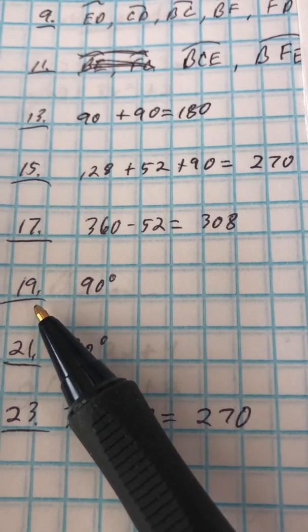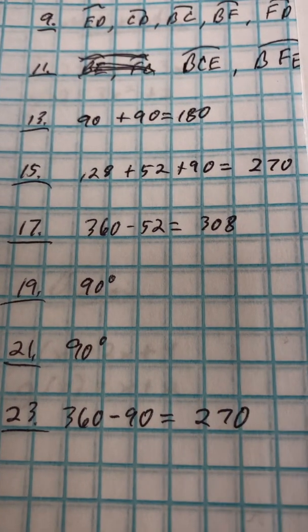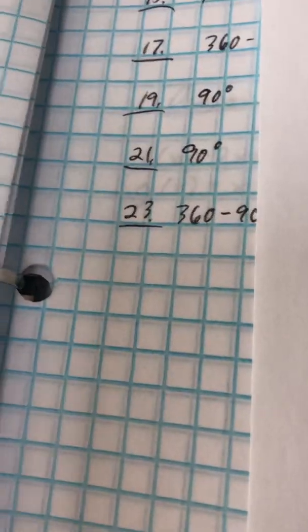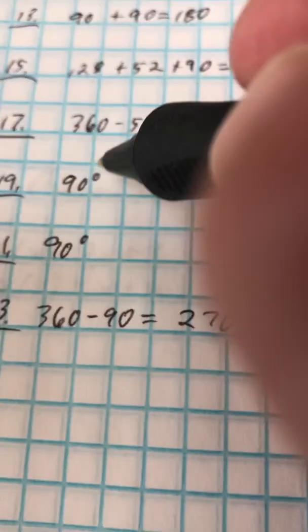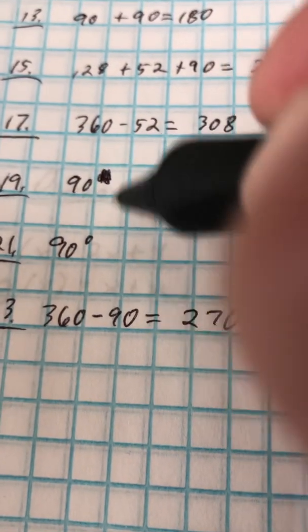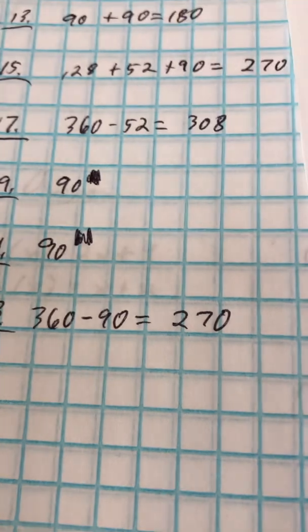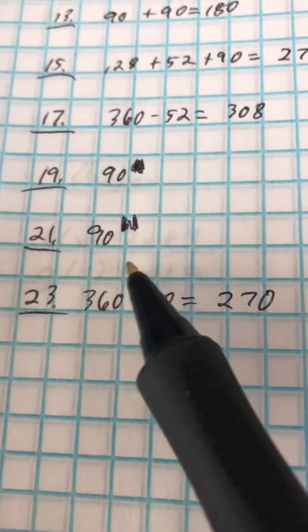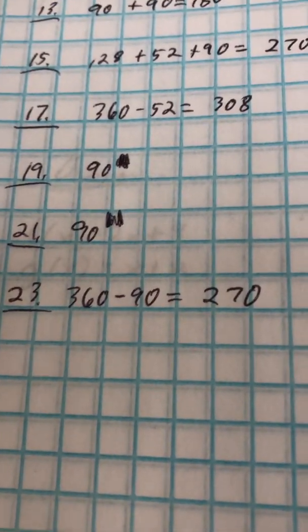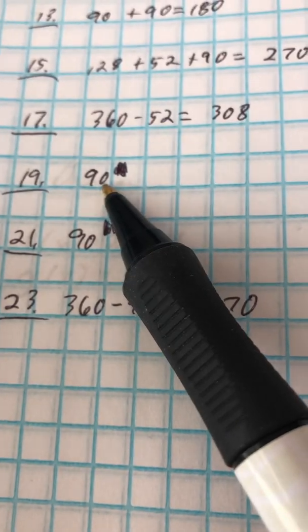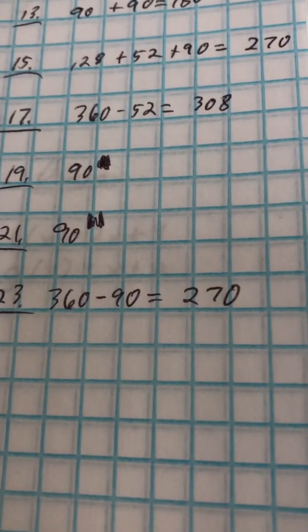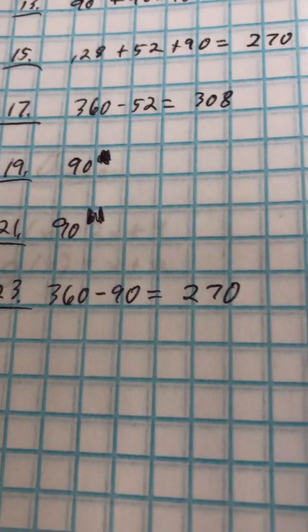19 is 90, and I shouldn't have degrees there, I don't think. Yeah, I shouldn't have degrees there. I'm not taking an angle measure, I'm taking an arc measure, so don't put degrees there. Sorry about that. 19 and 21 are both 90-degree arcs, 90-degree angles relating to 90 measurement arcs.